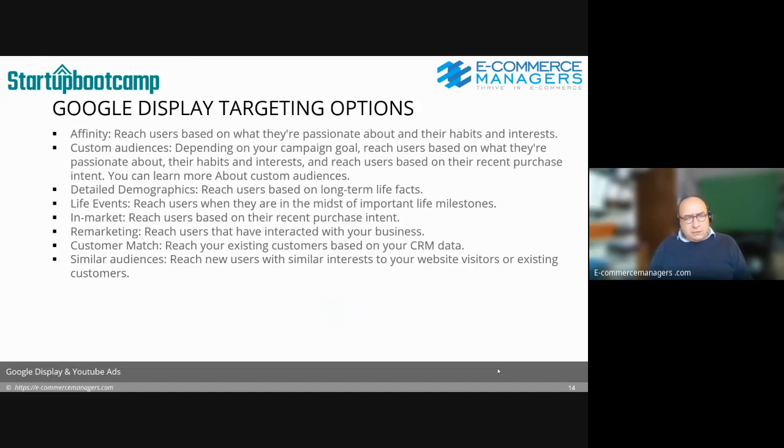So that's in-market targeting. Of course, remarketing, reach users that have interacted with your business some way or the other. Customer match, you can upload email addresses, phone numbers, I believe, and I believe also Google customer IDs, client IDs to reach your existing customers based on your CRM data. Of course, this is a GDPR thing, so beware. Same with remarketing. I'm just here to explain what the possibilities of the Google network are, not to consult you specifically what's good for your situation. Similar audiences reach new users with similar interest to your website visitors or existing customers or any other list for that reason.